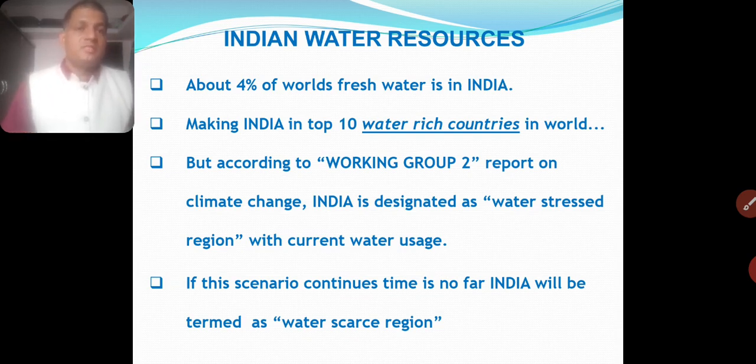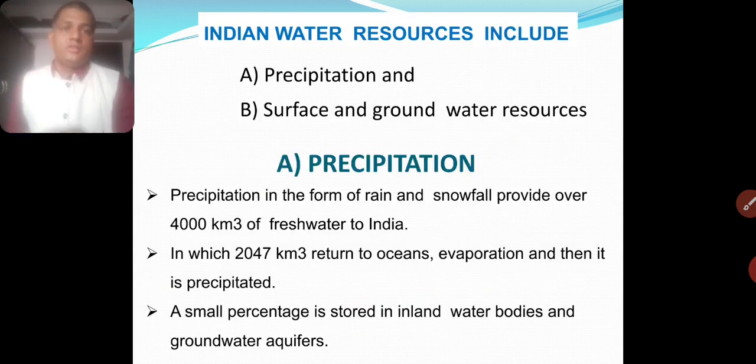Most of the resources are in contaminated form, which is not useful for drinking as well as for other activities. That's why India has been termed a water scarce region. If this scenario continues, in time India will be termed a water scarce region, and this is the main problem of the Indian water resources.